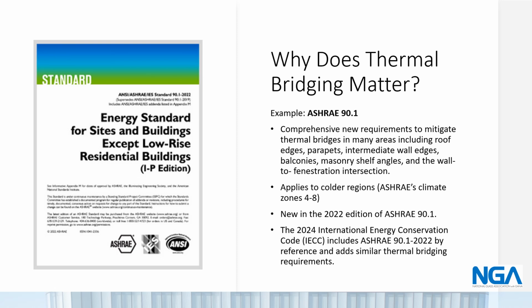Most notably, ASHRAE 90.1 has been working on comprehensive new requirements to mitigate thermal bridges in many areas, including roof edges, parapets, intermediate wall edges, balconies, masonry shelf angles, and the wall to fenestration intersection. These requirements apply to colder regions, ASHRAE's climate zones 4 through 8, and are included in the 2022 edition of ASHRAE 90.1, which is referenced in the 2024 International Energy Conservation Code.